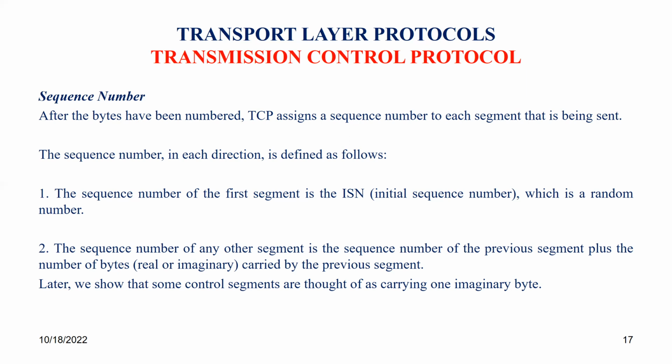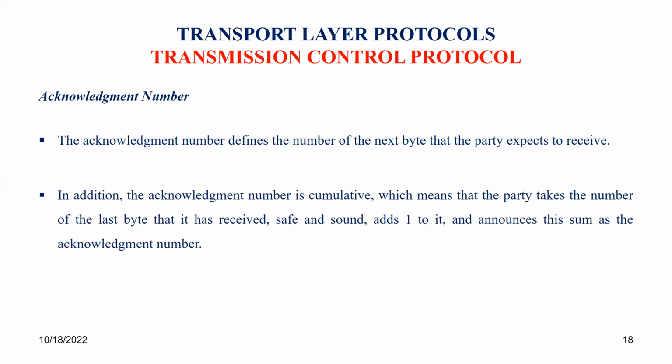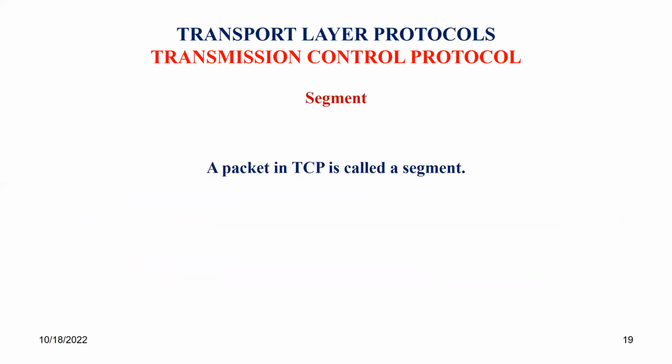This should be acknowledged, and for that you need an acknowledgement number. The acknowledgement number defines the number of the next byte. In the previous example, up to 9,000 means the acknowledgement number will be 9,001, that is 9,000 plus 1. That means it is expecting the next number to be received. The packet in TCP is called the segment.